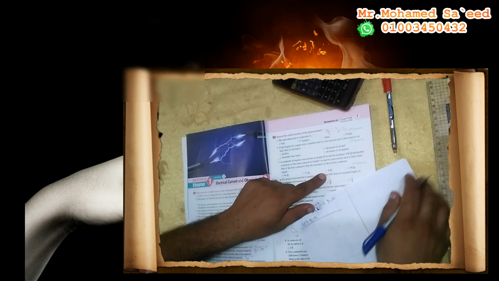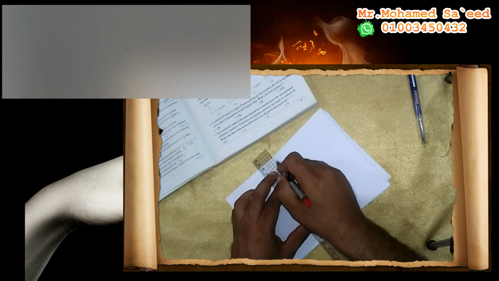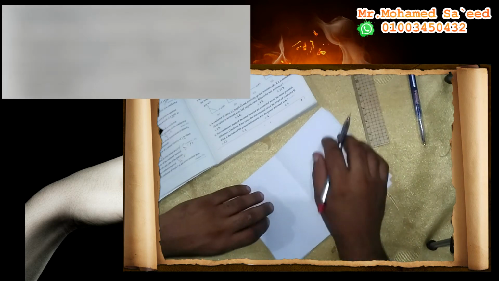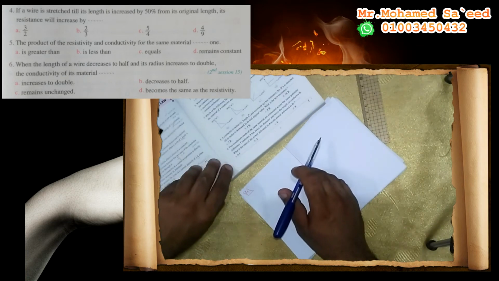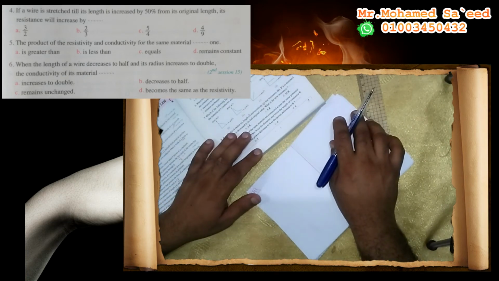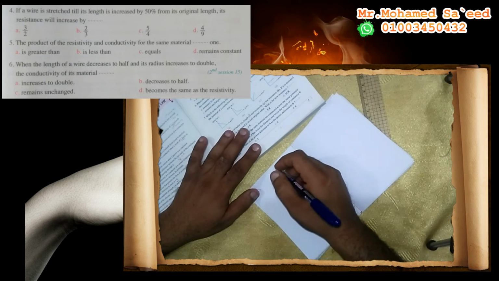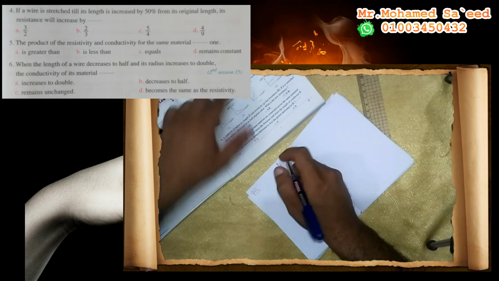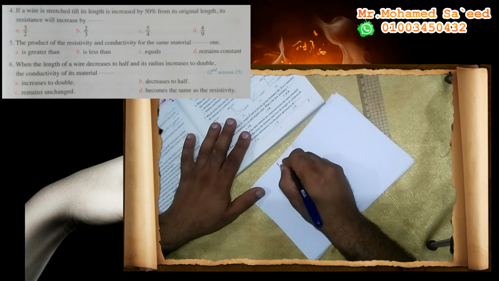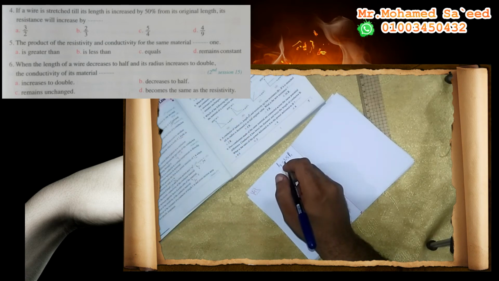Okay, the next question. Question number 4. If a wire is stretched till its length is increased by 50%. So R1 equals 1. The new length L2 increased by 50%, which means that L2 equals 1.5 L1 because it increased by 50%.